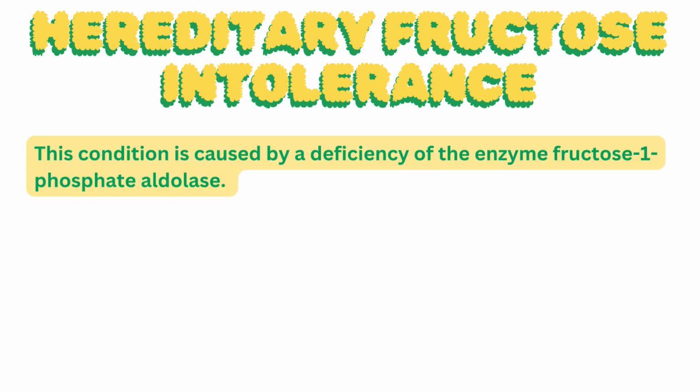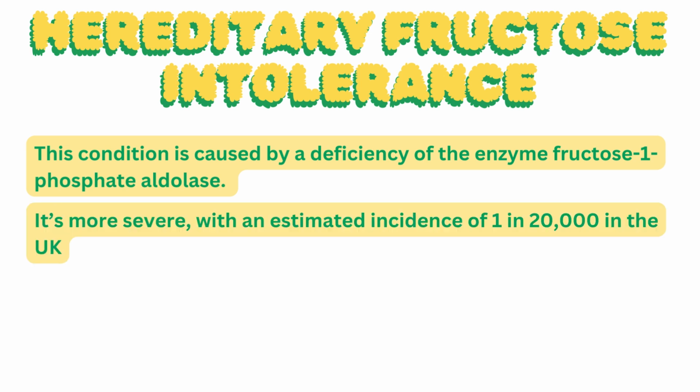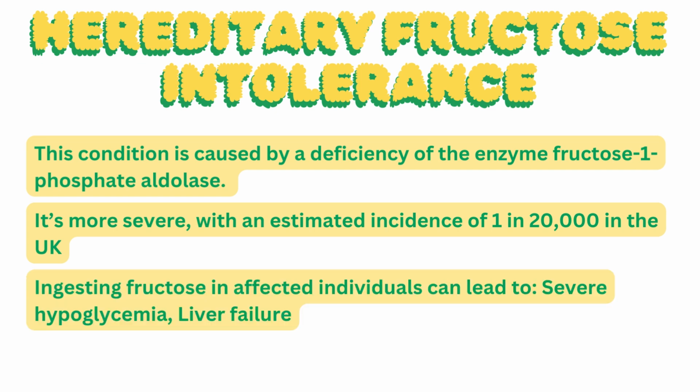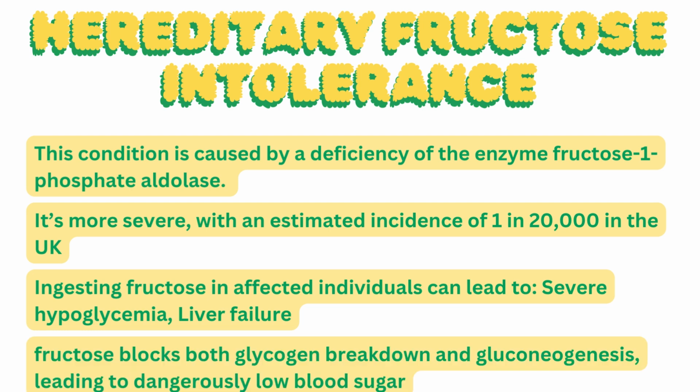The second, and more serious, disorder is hereditary fructose intolerance. This condition is caused by a deficiency of the enzyme fructose 1-phosphate aldolase. It's more severe, with an estimated incidence of 1 in 20,000 in the UK. Ingesting fructose in affected individuals can lead to severe hypoglycemia, liver failure. This occurs because fructose blocks both glycogen breakdown and gluconeogenesis, leading to dangerously low blood sugar. The condition can be managed by avoiding sucrose and fructose in the diet, but early diagnosis is key.